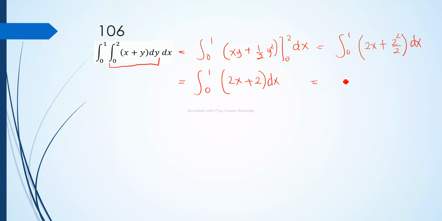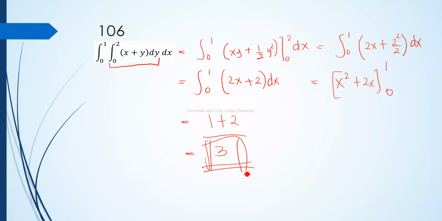And then we know that the answer for this one is just x squared plus 2x. And then to be evaluated from 0 to 1, we'll have 1 plus 2. That is just equal to 3. Right? That is very simple.